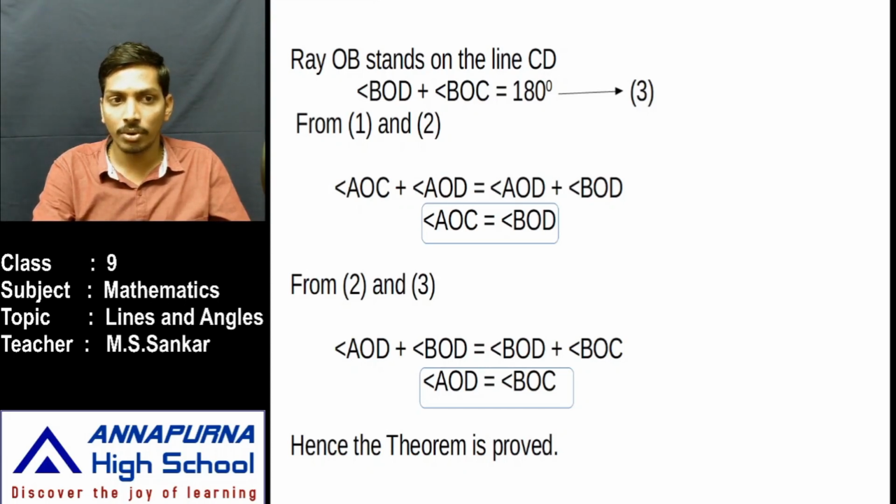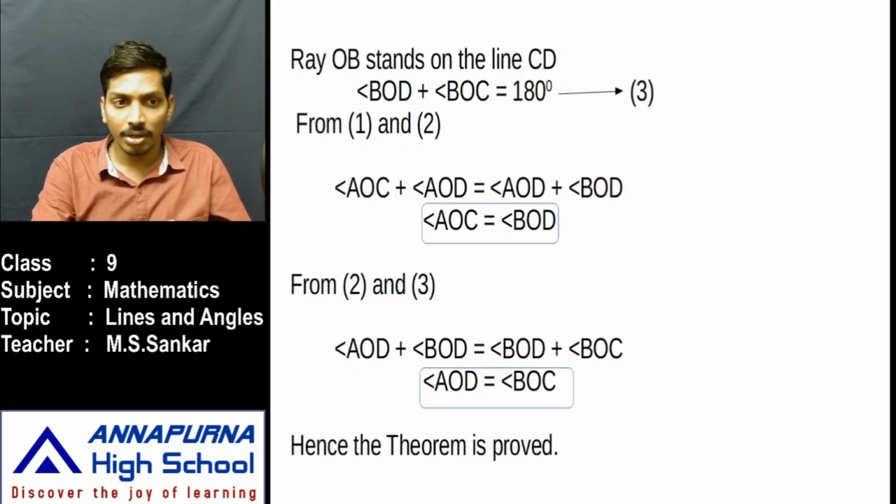From equations 1 and 2, the right-hand sides are the same, so the left-hand sides are equal. Angle AOC plus angle AOD is equal to angle AOD plus angle BOD. Angle AOD and angle AOD are the same, so these two angles are cancelled. So angle AOC is equal to angle BOD.